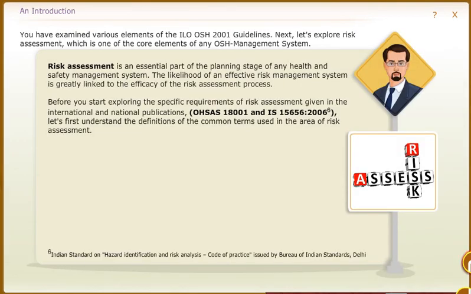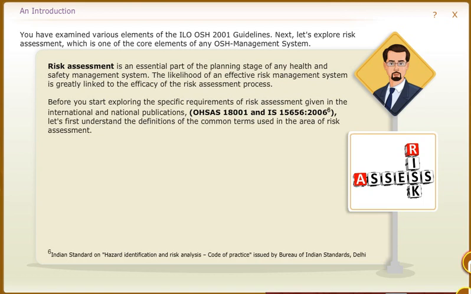You have examined various elements of the ILO-OSH 2001 Guidelines. Next, let's explore risk assessment, which is one of the core elements of any OSH management system. Risk assessment is an essential part of the planning stage of any health and safety management system. The likelihood of an effective risk management system is greatly linked to the efficacy of the risk assessment process.